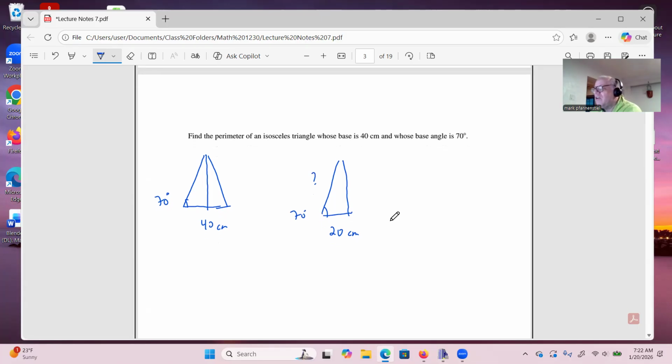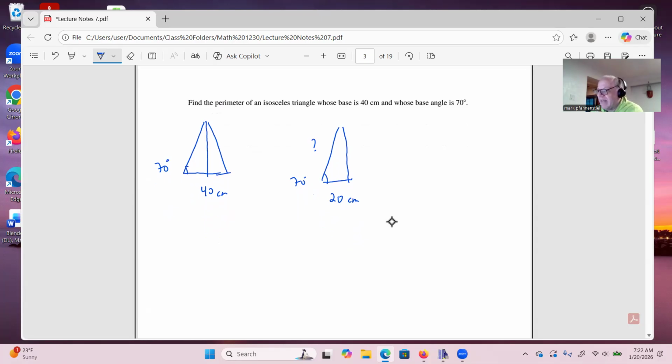So right now, we have to relate the hypotenuse, the side opposite the right angle, the adjacent side, and the angle. That sounds like a cosine to me. So the cosine of 70 degrees is equal to the adjacent over the hypotenuse. I'd really like the hypotenuse, so we multiply both sides by the hypotenuse. So we have the hypotenuse times the cosine of 70 degrees is equal to the adjacent side.